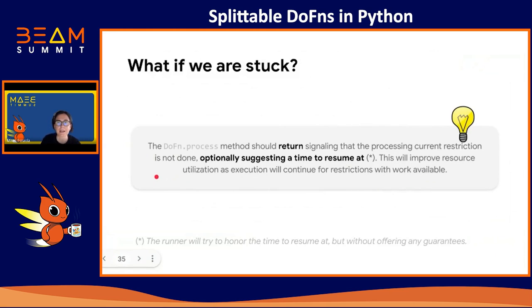So what I should do, for instance, if there's nothing to read from Kafka, nothing to read from the directory, no new file, is return in my process call, okay? So I am signaling to the runner that the processing of the current restriction is not done and it can continue at a later time, okay? And what I can do is suggest a time to resume at, after X seconds or after X minutes, and then the runner will try to honor it, although it cannot promise to honor exactly that time to resume the processing, okay?